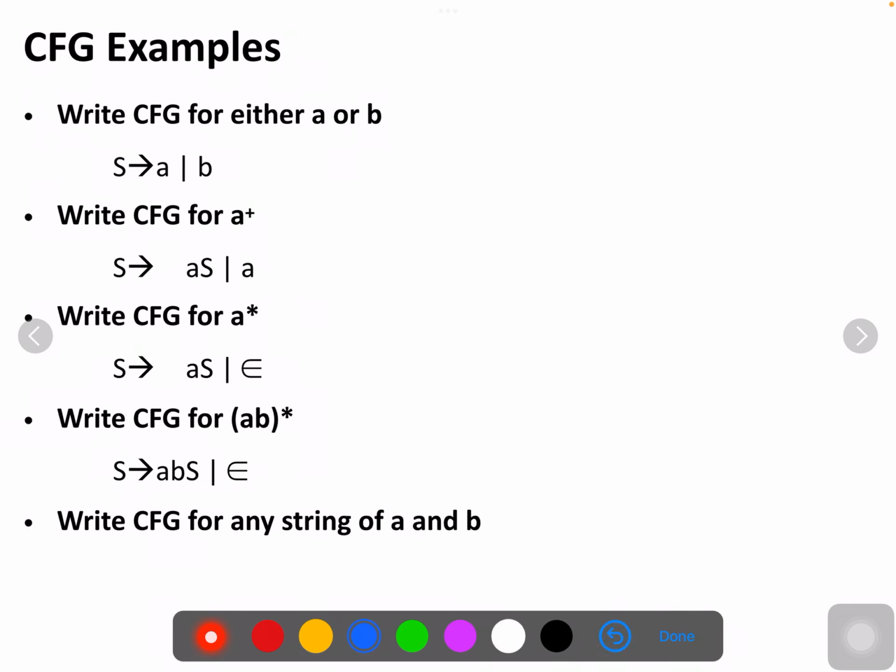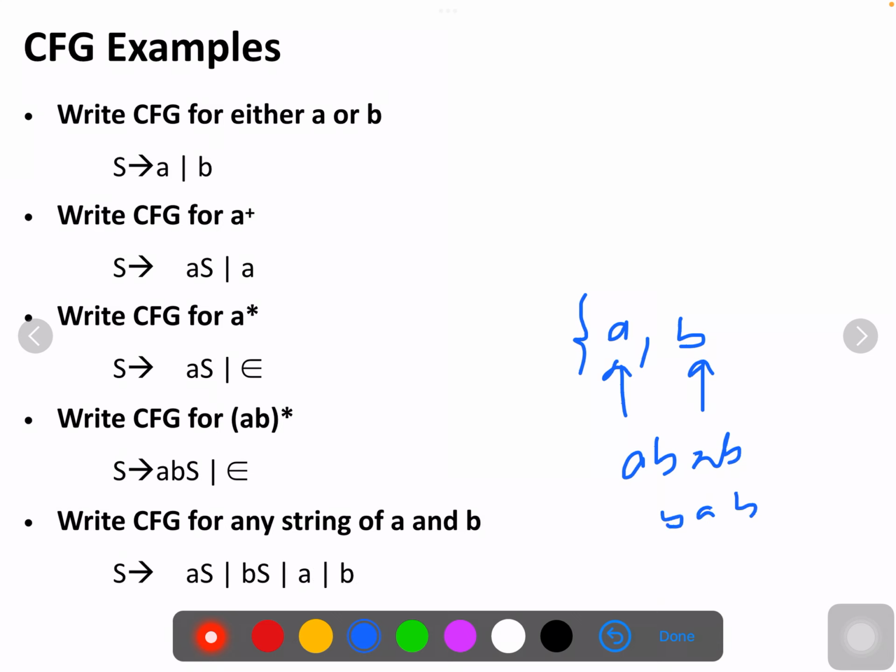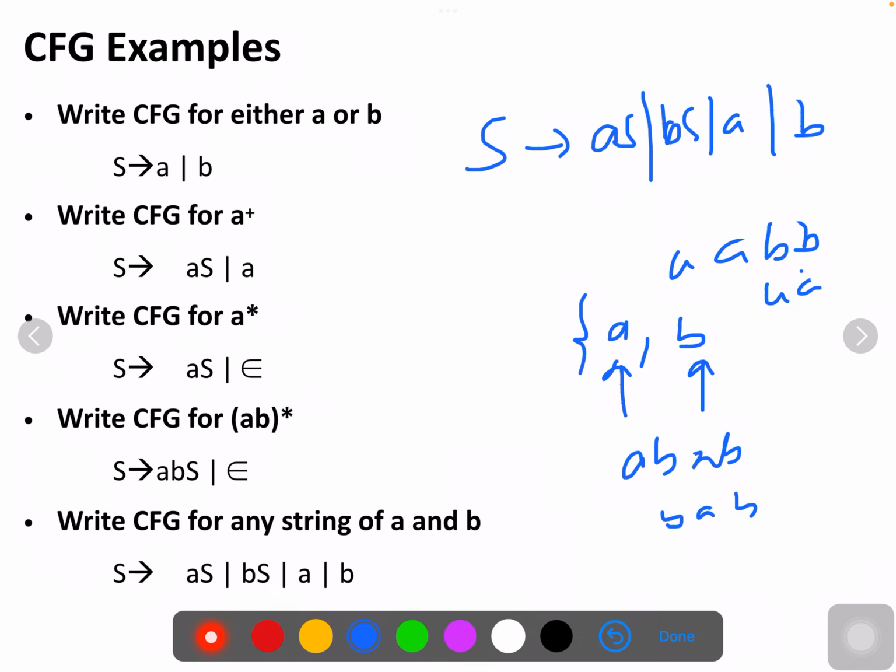Right. Next, write a CFG for any string of a or b. Look at this. Any string of a or b. So one string can be a, or it can be b. It can be ab, or ba, or aab. Right. How do you write it? So it can be any number of a or b. First of all, any number of a's, it can be repeated any number of times. a, b, aS, bS, or ab. Right. Let us move on to the next one.